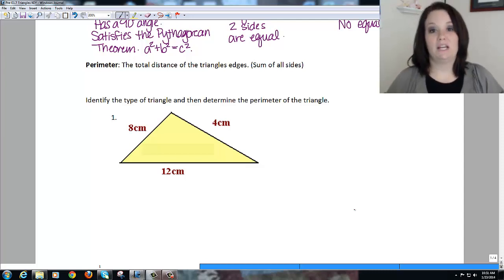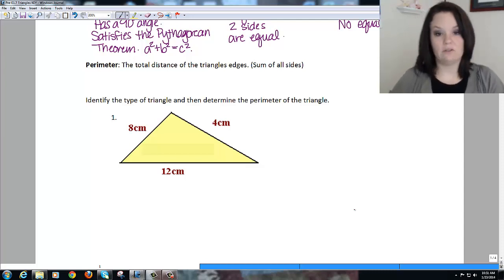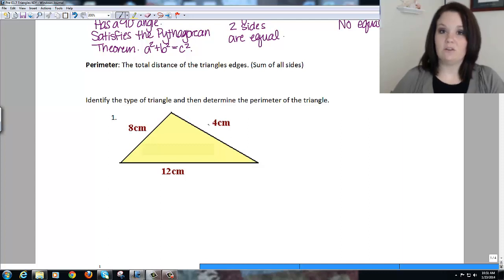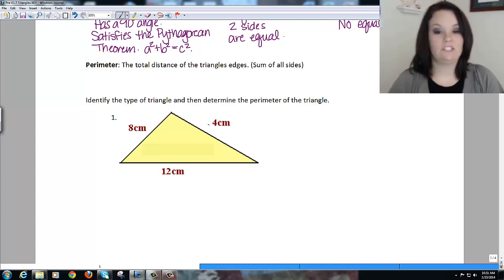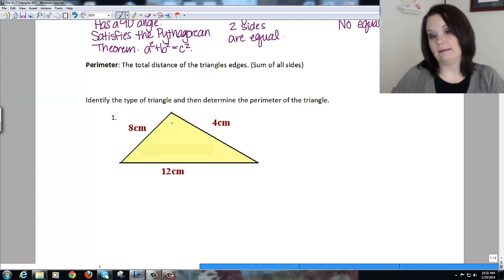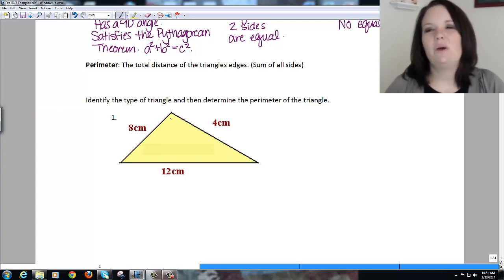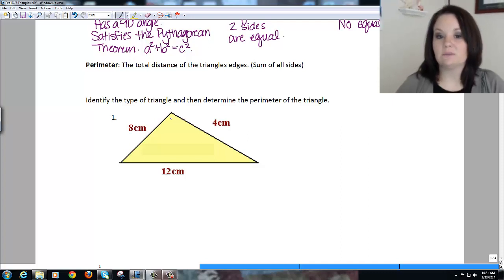So then we want to check to see if it's going to be a right triangle. To check to see if it's a right triangle, I look for a 90-degree angle, which, I don't know, this one might be a 90-degree angle, we'll see. So let's go ahead and check the a squared plus b squared equals c squared.